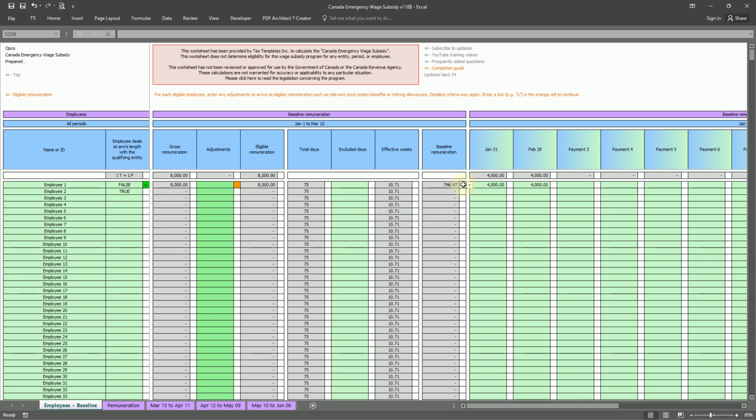You can review these numbers and then continue to the Remuneration tab by moving to the next tab at the bottom of the worksheet.